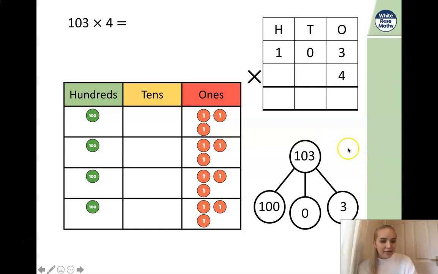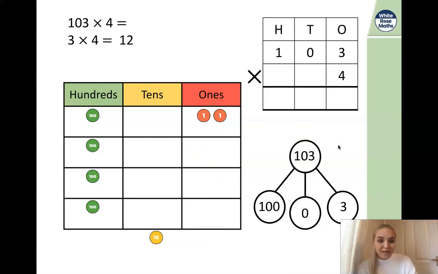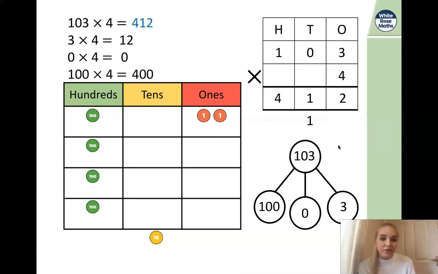Okay, so we've got our part whole model here to show us that 103 can be partitioned into 100, 0 tens and 3 ones. We can start with our ones. 3 multiplied by 4, we know that that is 12, so we have 12 ones. We can exchange 10 ones for 1 ten, giving us 2 ones and 1 ten that we are exchanging. Looking now at our tens, we have 0 tens multiplied by 4, which is 0, but we need to add that 1 on that we've exchanged, so we now have 1 ten. Finally then, looking at our hundreds, we have 100 multiplied by 4, which is 400. So our answer to this question is 412. Well done if you got that right.